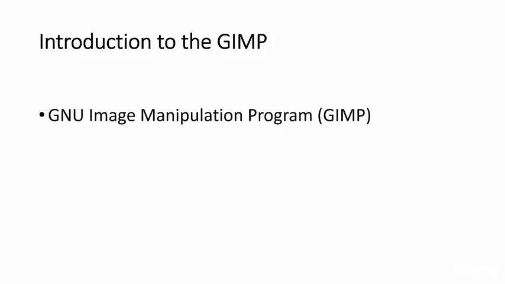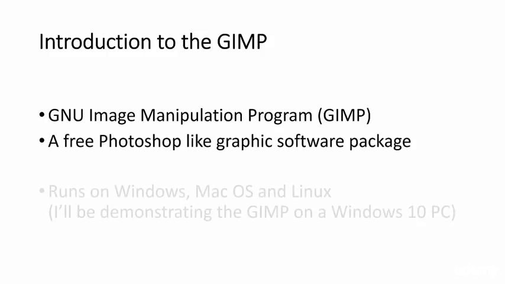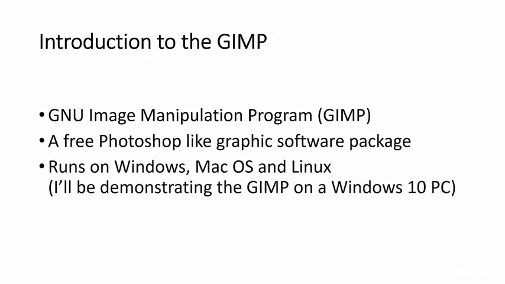The GNU Image Manipulation Program, or GIMP, is a free Photoshop-like graphic software package that runs on Windows, Mac OS, or Linux. That's basically about all I need to say about it, right? Free Photoshop that runs on all 3 major operating systems? Go get it. But what is the GIMP?